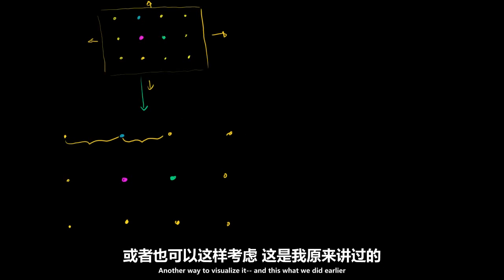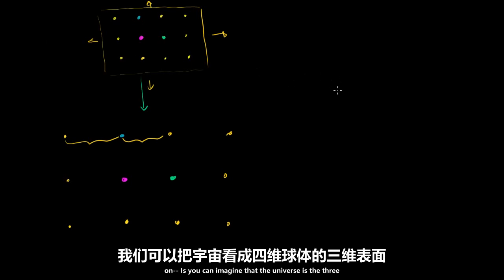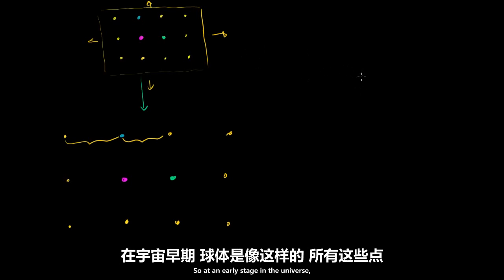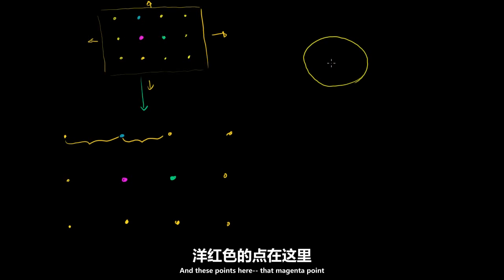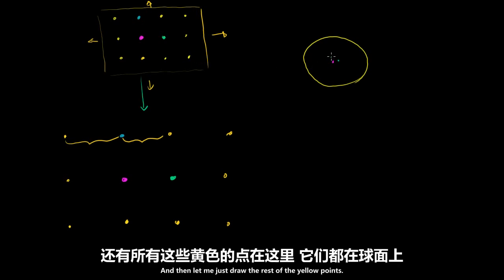Another way to visualize it, and this is what we did earlier on, is you could imagine that the universe is the three-dimensional surface of a four-dimensional sphere, or the three-dimensional surface of a hypersphere. So at an early stage in the universe, the sphere looked like this. And these points here, that magenta point is right over here. The green point is right over there. Then we had the blue point up here. And then let me just draw the rest of the yellow points. And the yellow points are here. They're all on the surface of the sphere.